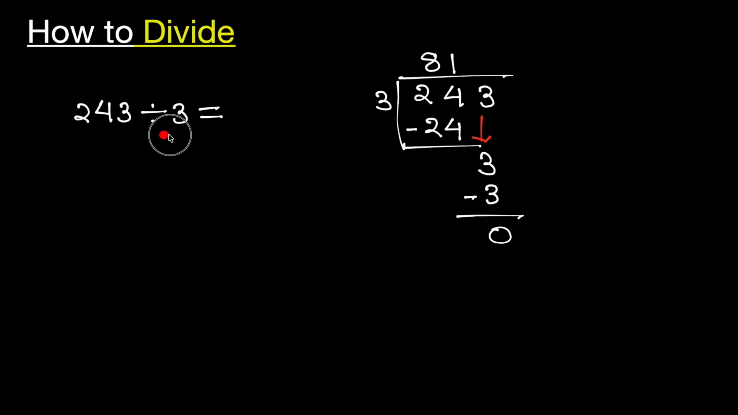Therefore, 243 divided by 3 is equal to 81. And this is our final answer.